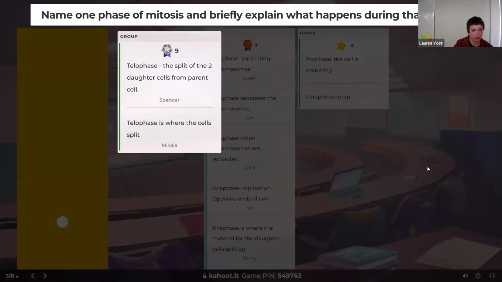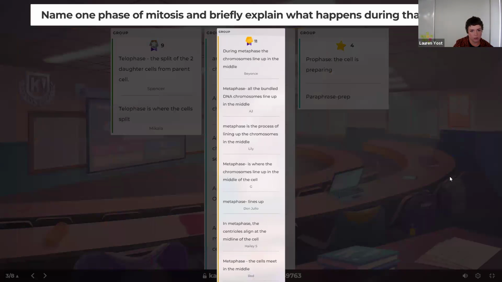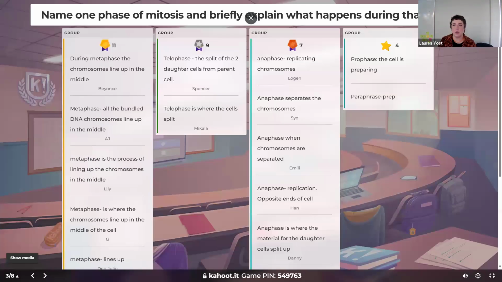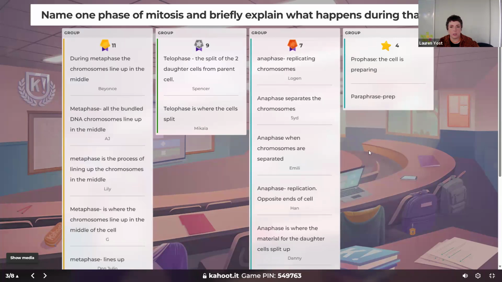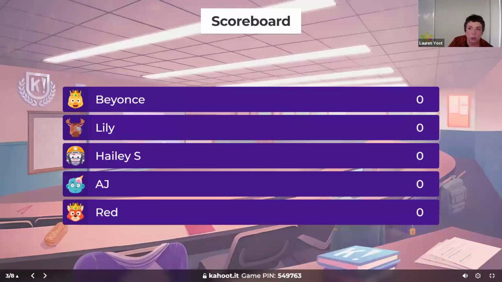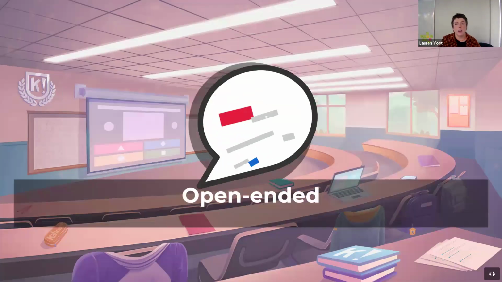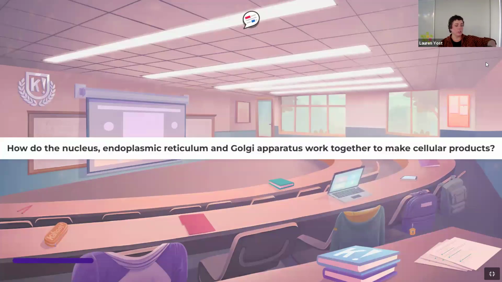Pretty good explanation here. Great job, guys. I actually agree. I would have picked metaphase explanations myself if I were voting. I feel like you guys did pretty good with your explanations for that. Some of you got some great ones here and the other ones too. All righty, next one, we're going to do one more and then we'll call this one quits.